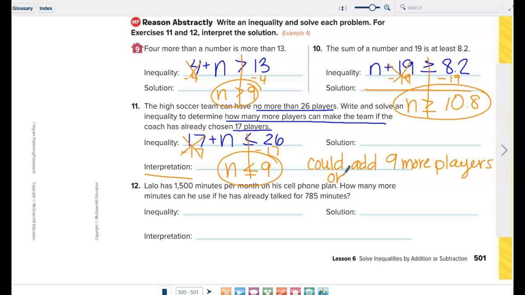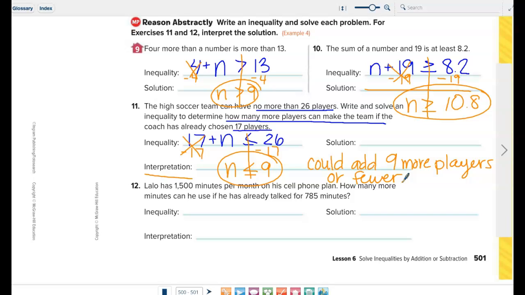Or less than that, or fewer. So I could add 9, I could add 2, I could add 3, but if I put 10 more people on the team, I would have too many. So that is not allowed. So I could add 9 or less. All right, number 12, last one.